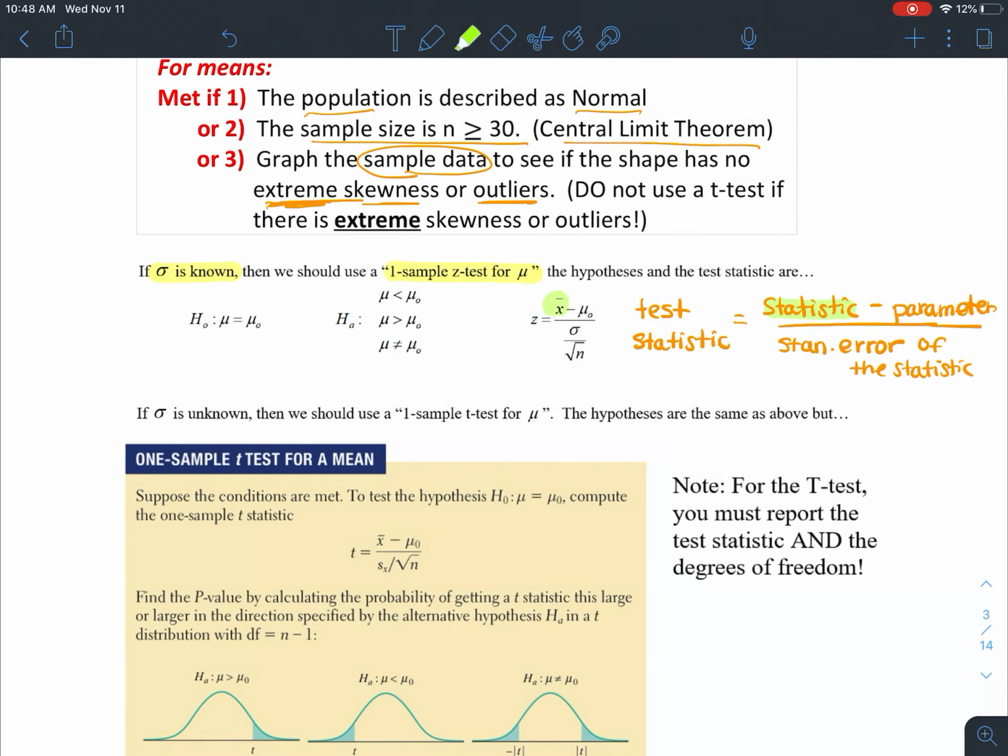The statistic would be the x bar. The parameter, and you'll notice it has a mu with a little sub-zero there. That's because it would be the hypothesized value from your null hypothesis, and the denominator is the standard error of your statistic, which is found by taking the population standard deviation divided by the square root of the sample size. Okay. Now, keep in mind, this is if we know the population standard deviation, we can go ahead and use this formula that would actually result in a z-score. Therefore, this would be considered a one-sample z-test.